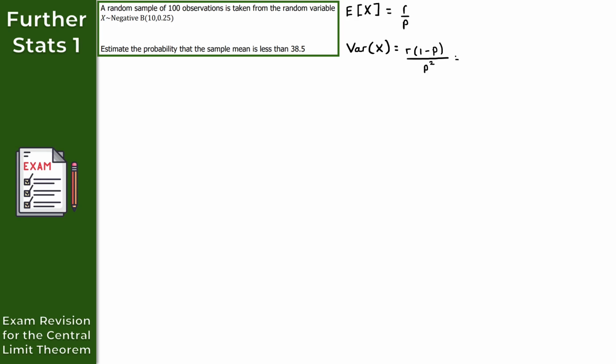Let's calculate these individually. r over p is 10 divided by 0.25, which is the same as 10 over 1 over 4, which is the same as multiplying 10 by 4. So that gives us 40 for the expectation of x. Now let's calculate the variance of x. That's going to be 10 times 1 minus 0.25, and then we divide this by 0.25 squared.